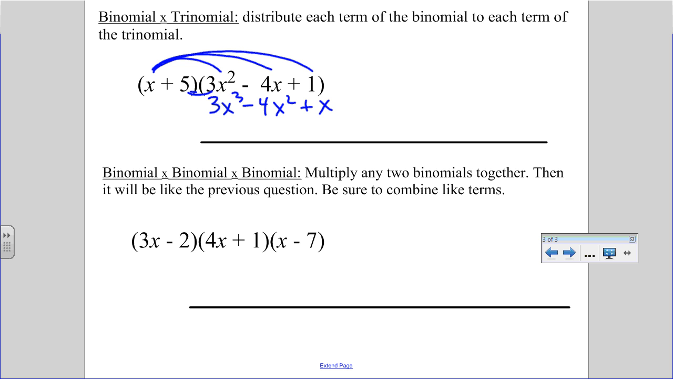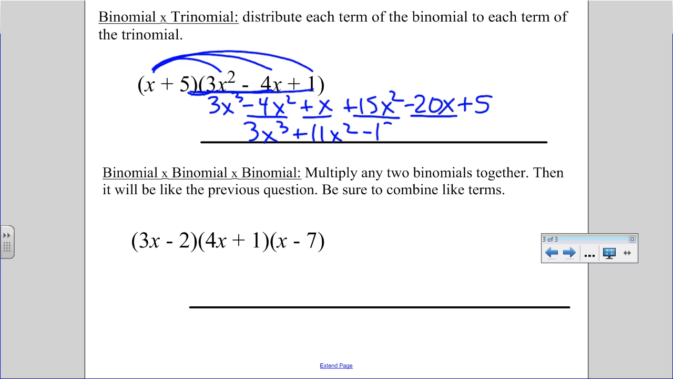Now we distribute the 5 to everything, and we get plus 15x squared minus 20x and plus 5. Now our like terms aren't going to be right next to each other, so we are going to have to do a little bit of looking. But our largest exponent is x to the third. I then have 2x squareds, which give me 11x squared. I have x and negative 20, which is negative 19x. And then plus 5 at the end.